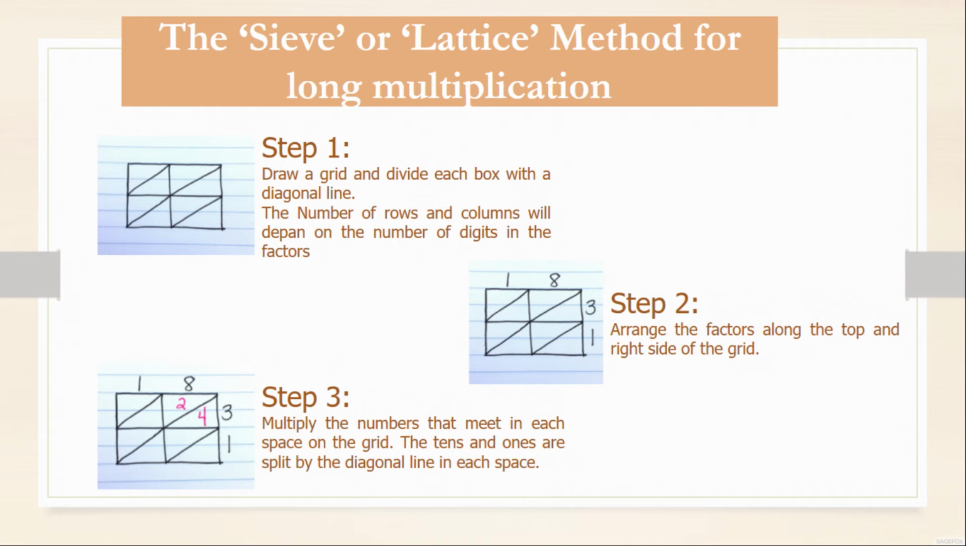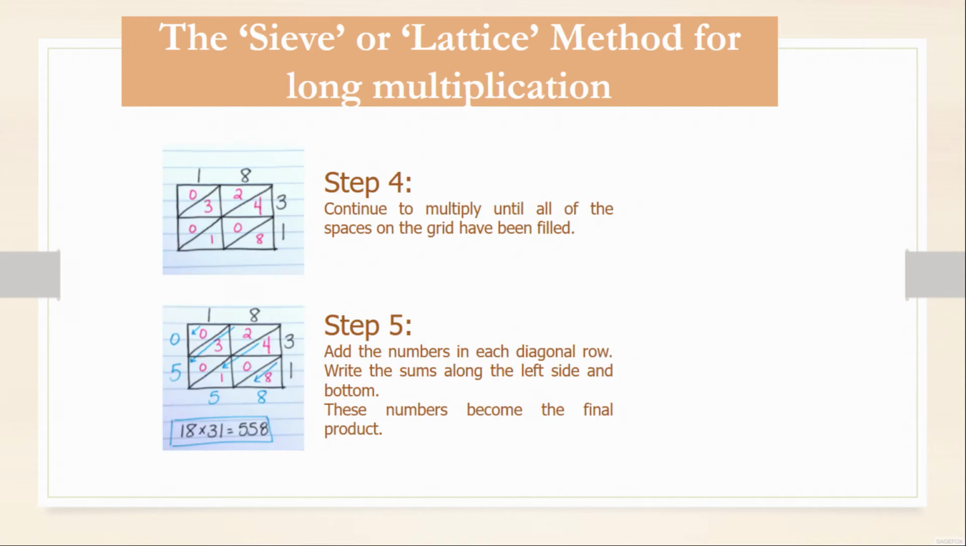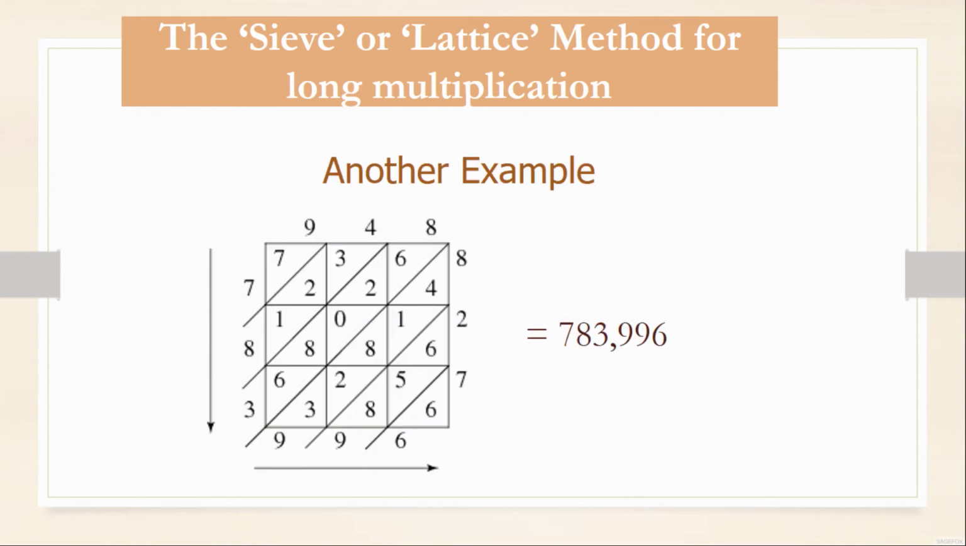Step 3: multiply the numbers that each is spaced on the grid. Tens and ones are split by the diagonal line in each space. Step 4: continue to multiply until all of the spaces on the grid have been filled. And the final step, step 5: add the numbers in each diagonal row. Write the sum along the left side and bottom. These numbers become the final product. And there is another example, as you see on the screen.